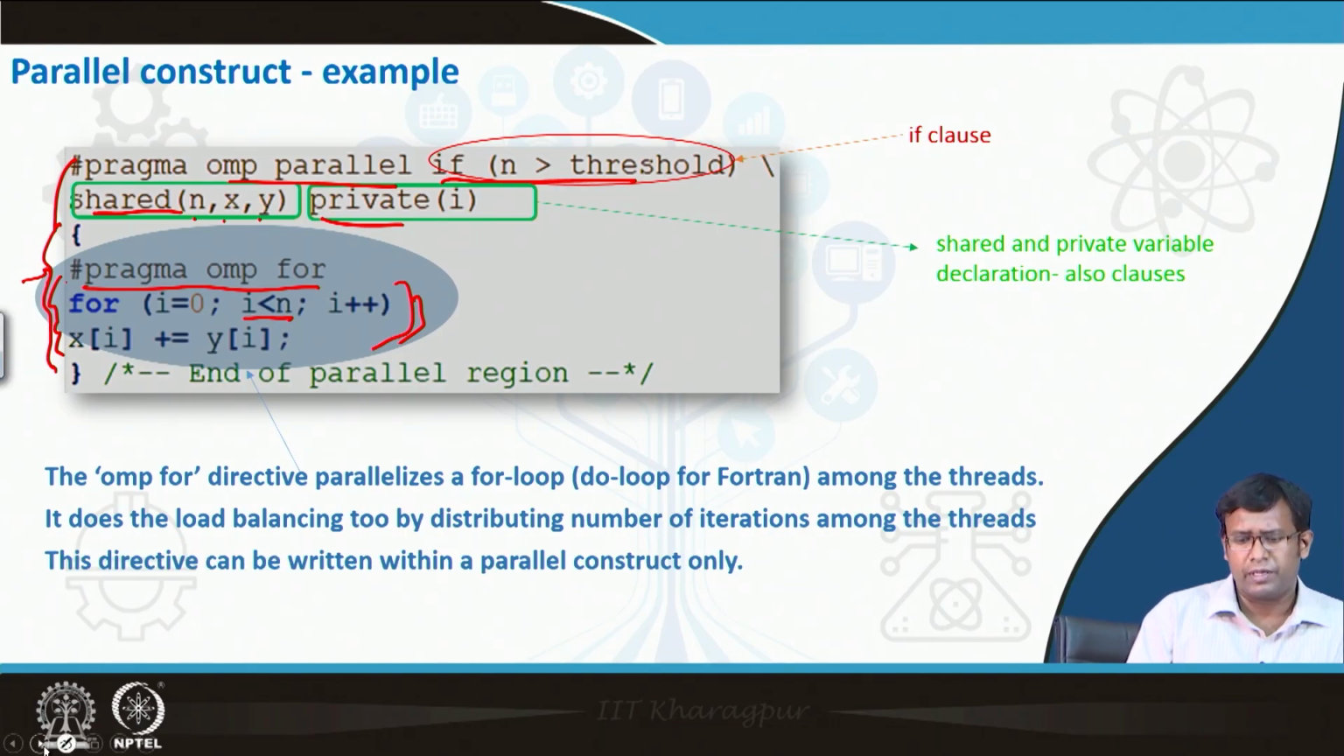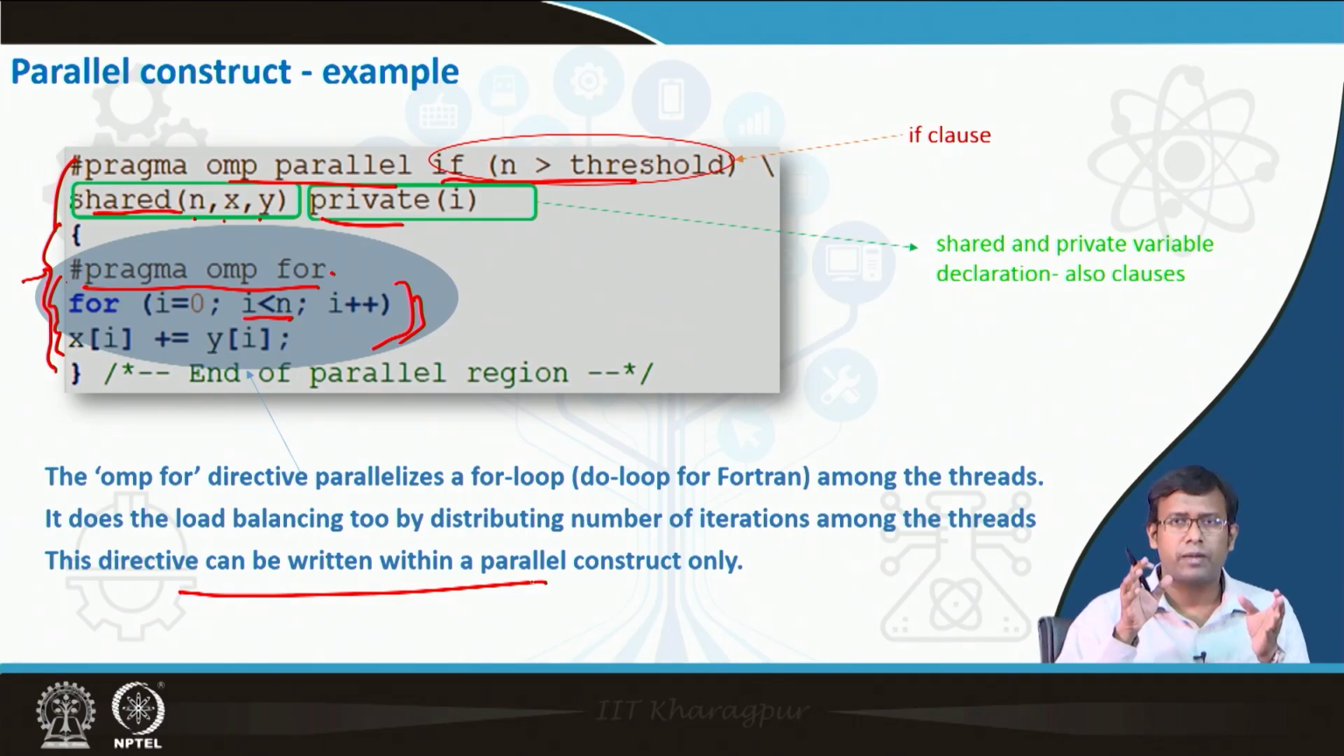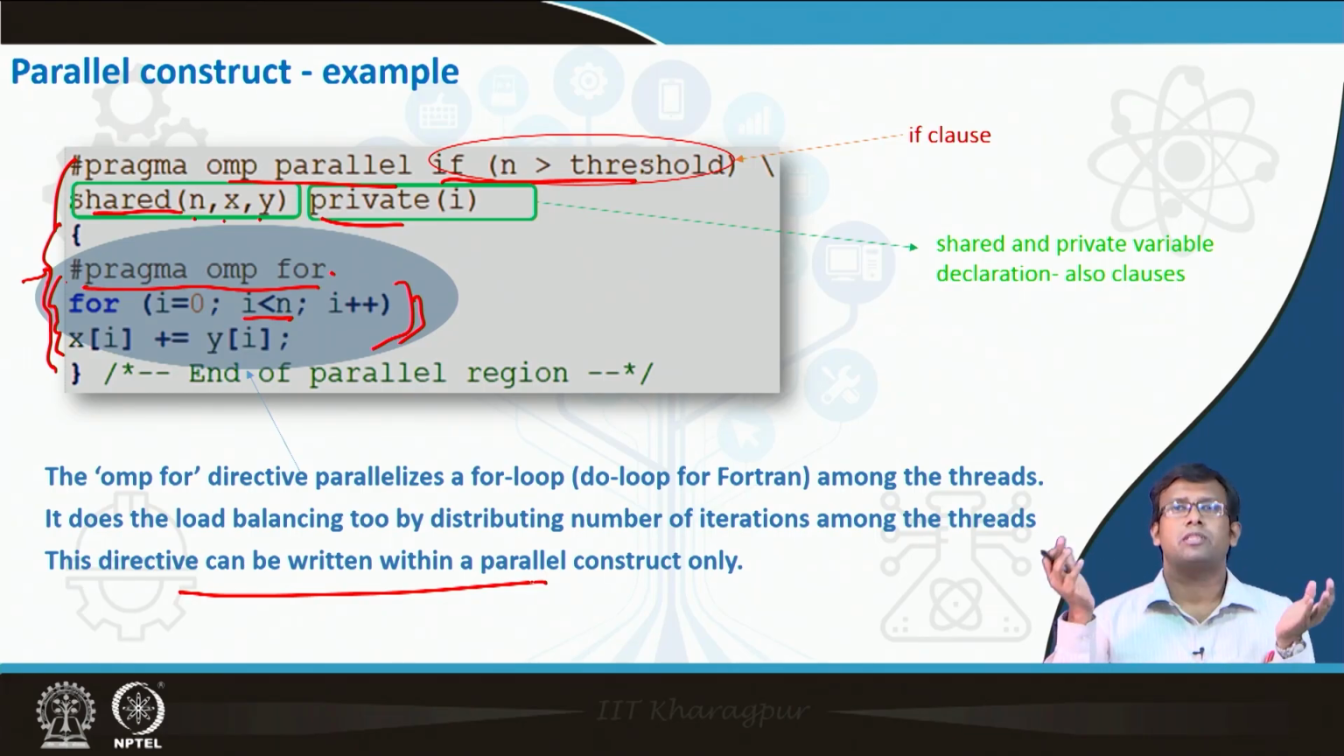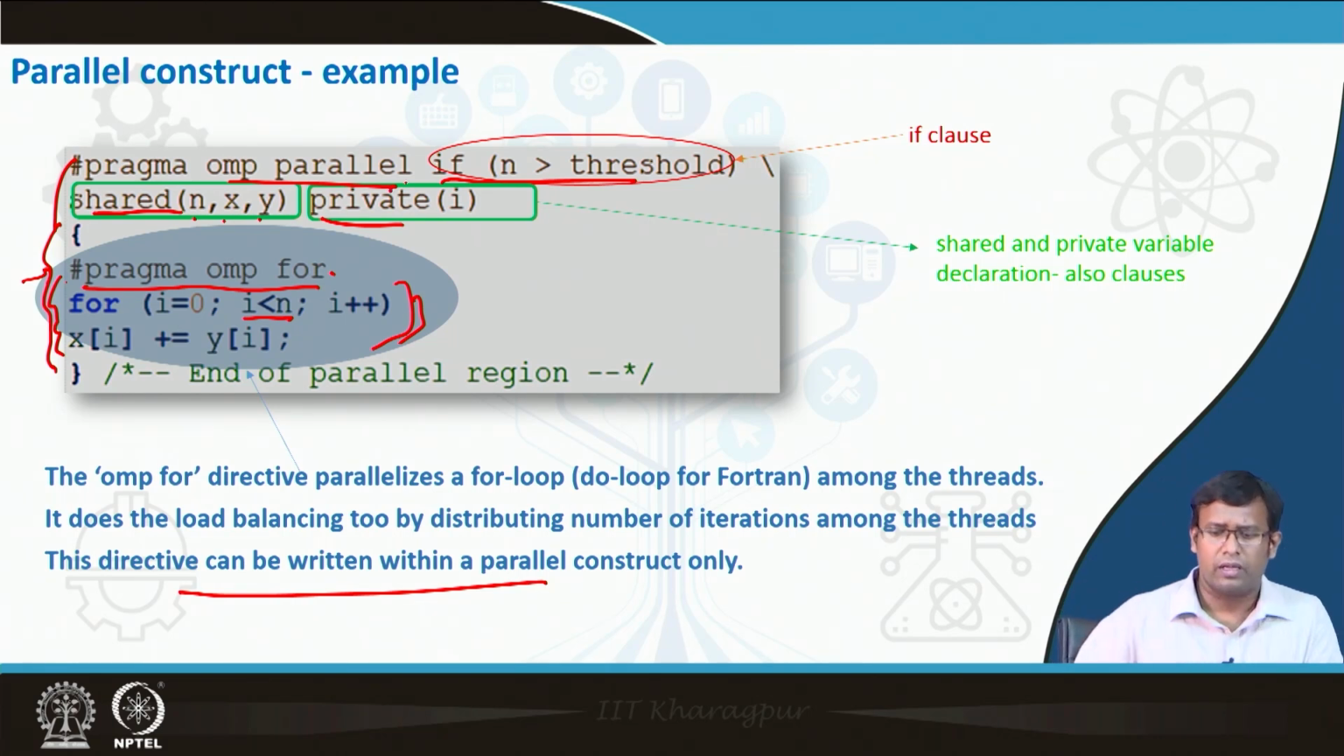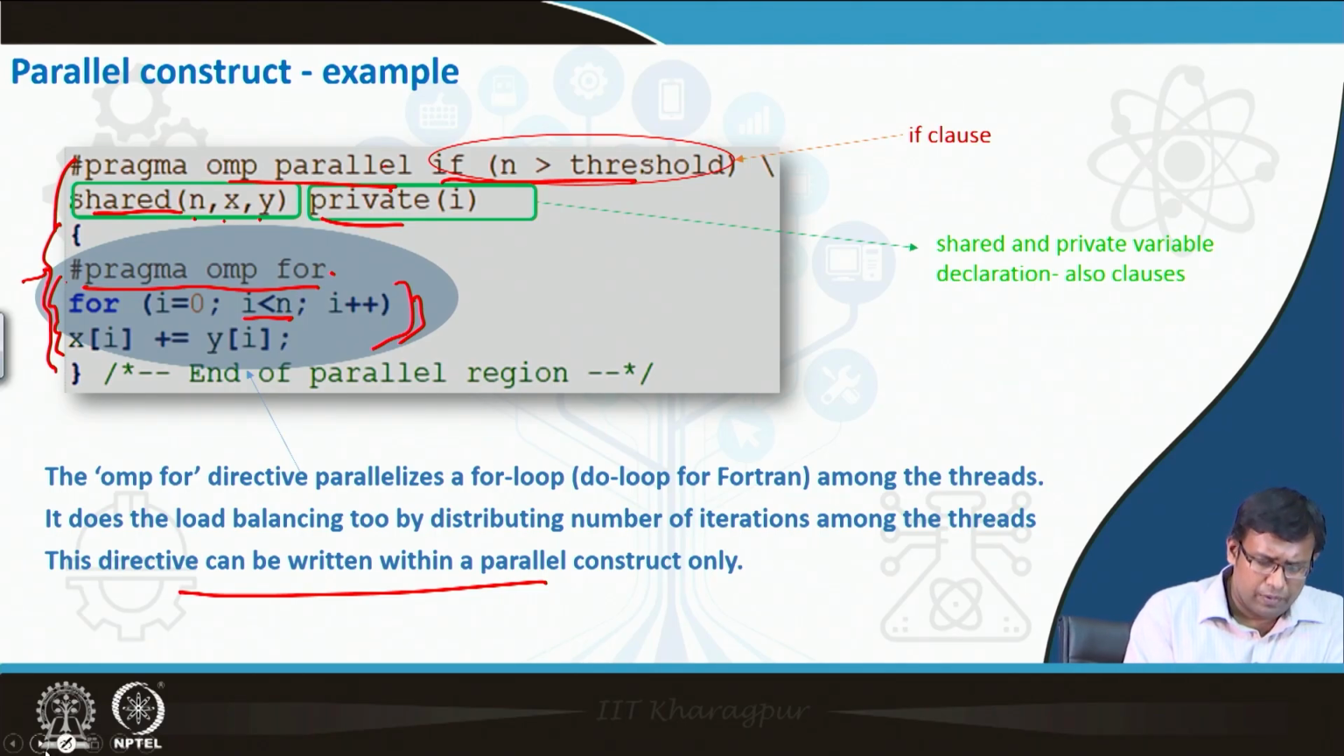The pragma omp for directive can be written within a parallel block only. This is what pragma omp for is. You have a for loop, and pragma omp for has parallelized it, distributing the for loop across multiple threads. When can it be done? When multiple threads are there. To launch multiple threads, you need a parallel construct, so you need a parallel directive. So this pragma omp for should be a part of the parallel construct only.